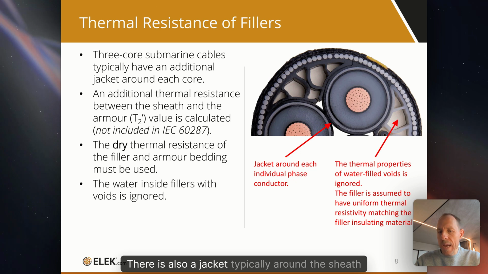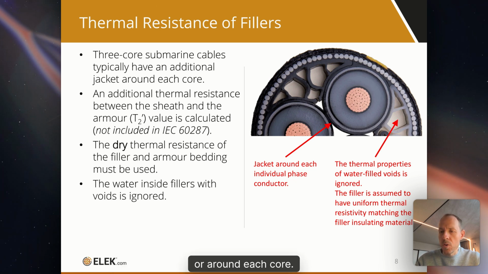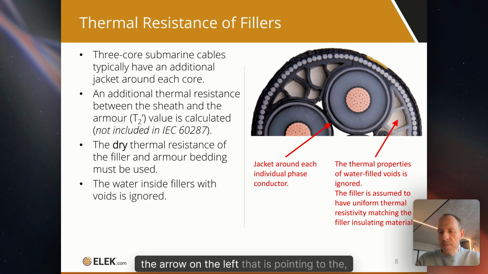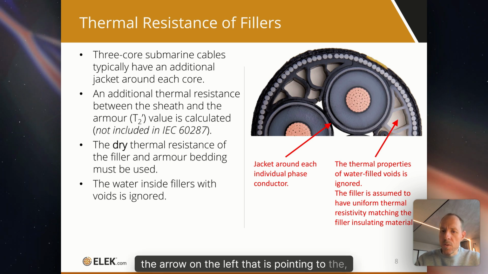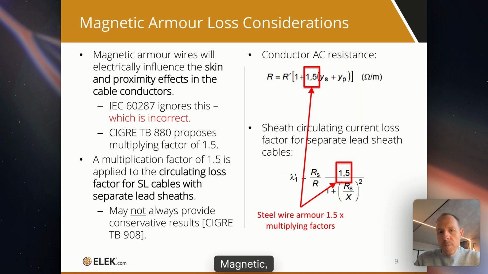There is also a jacket typically around the sheath or around each core. You can see the arrow on the left that is pointing to the thin jacket around the lead sheath on these cores, and that also needs to be accounted for in the modeling.